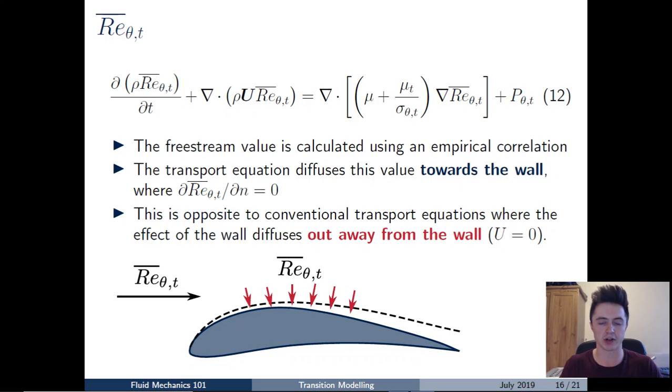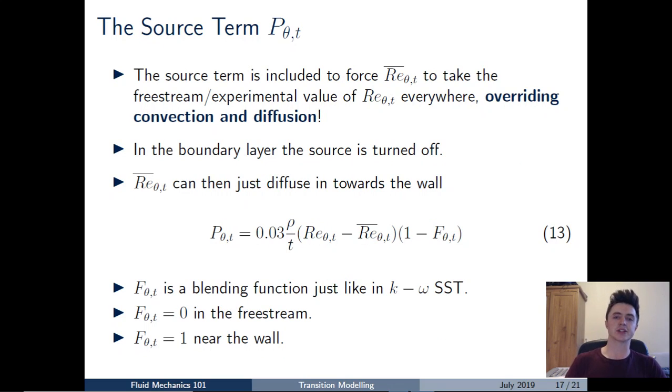And I've got a small diagram for you there to help you remember that Re-theta T is calculated using an empirical correlation in the free stream, and then we diffuse that value in towards the surface. That's the way you want to think of it. And the way we control this is with the production term P theta T there. So how does this work?